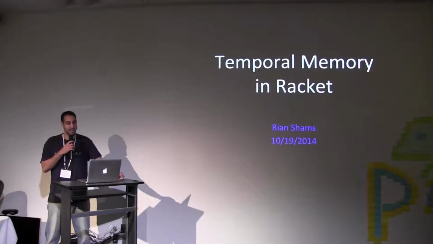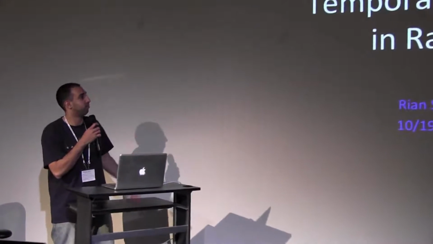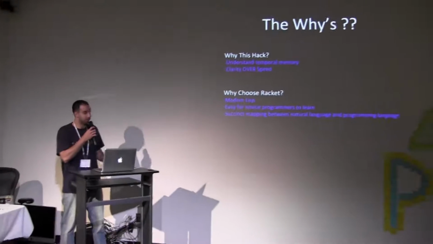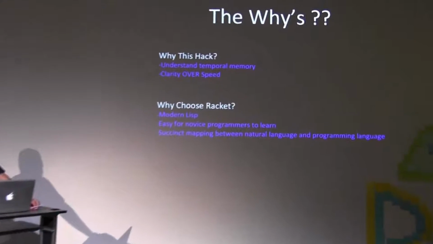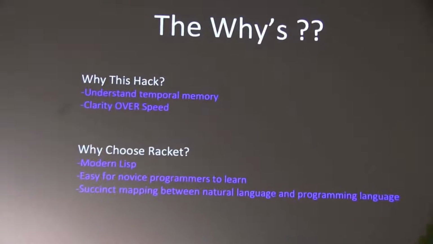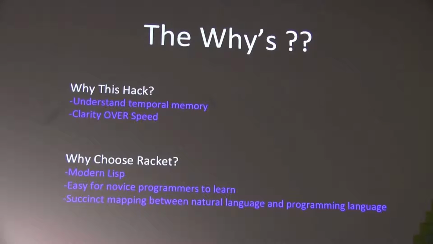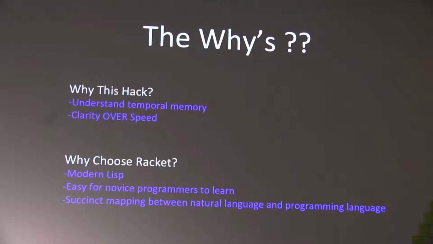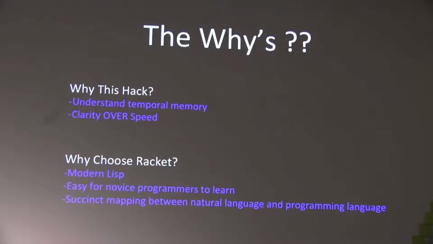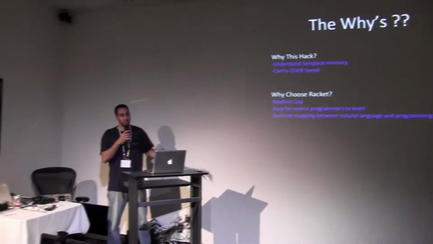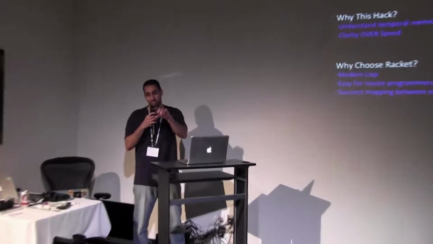My name is Rian, and the title of my hack is Temporal Memory in Racket. What I'm essentially going to be talking about is how one might implement the new temporal memory algorithms that Chaitin recently released in a programming language called Racket. The reason I chose this hack is actually kind of selfish. I wanted to get a good understanding of how temporal memory works, dive deep into the algorithms, and understand every intricate detail, because that's just how I work.